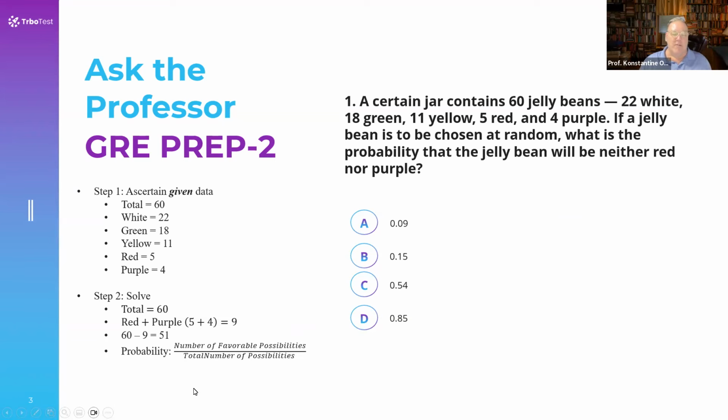The formula for probability, of course, is number of favorable possibilities divided by total number of possibilities. So we just take the 51, which is the number of jelly beans that we want to select, and we divide it by the total 60. It gives us an outcome of 0.85, which is letter D. So the solution to this question is letter D.